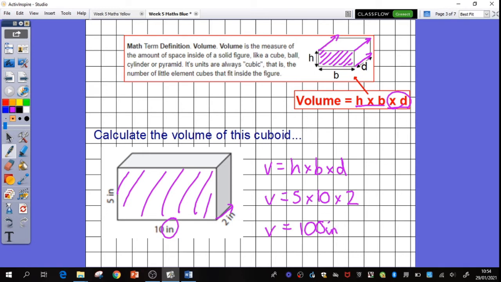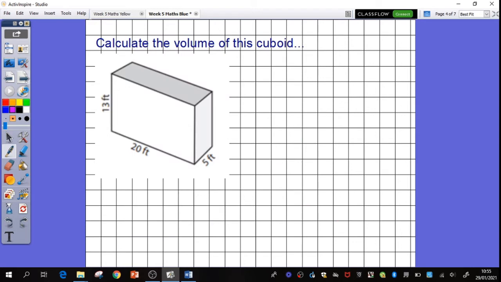And as you may have read at the top, its units are always cubic, because we're working with 3D shapes, 3-dimensional shapes. So I'm going to have cube on the end, so inches cubed. Just a comparison, when we looked at 2D shapes, they had 2 dimensions, then they were centimetres squared, or whatever the units was squared, and it had a little 2. That's the best way I remember it. So in volume, I've got 3 dimensions, I've got something cubed. So this time inches cubed. Let's have a look at one more.